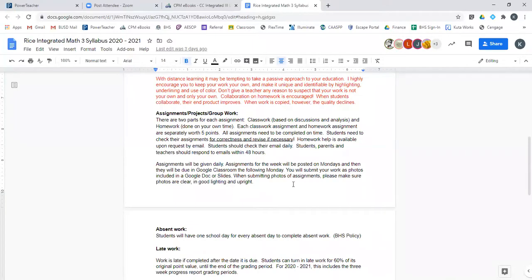You will submit your work in Google Classroom as either a Google Doc or Google Slides. You're not going to turn in 10 pictures in Google Classroom. You can upload your pictures to your Google Doc or your slides. Make sure your pictures are clear, good lighting, upright, so I can actually read them.